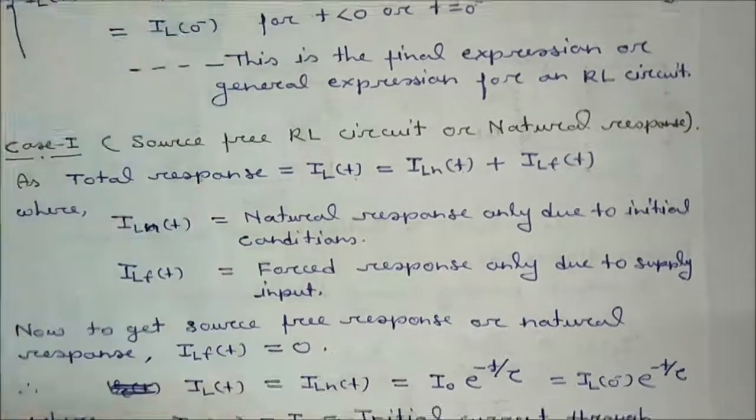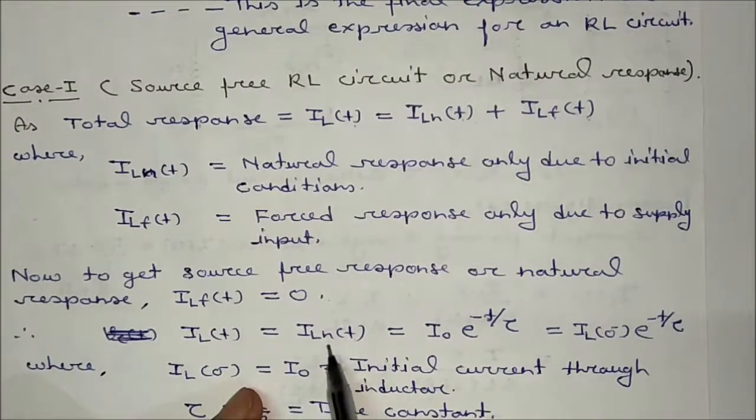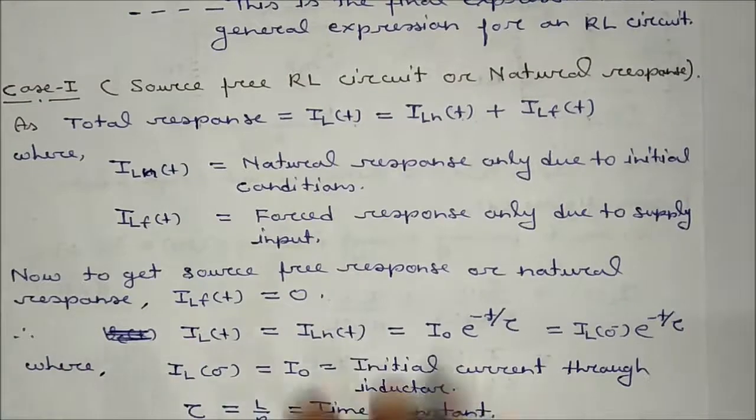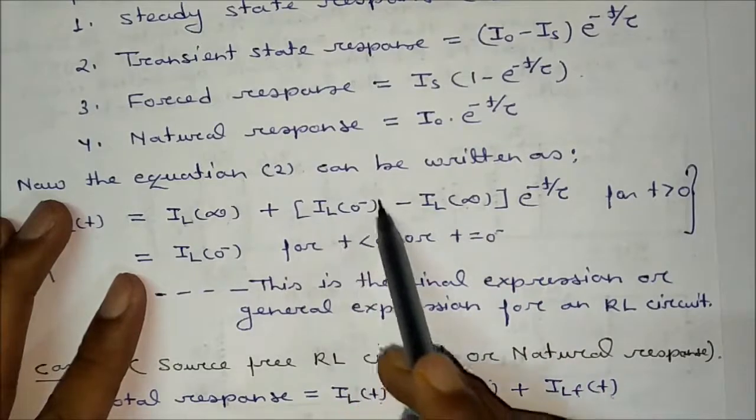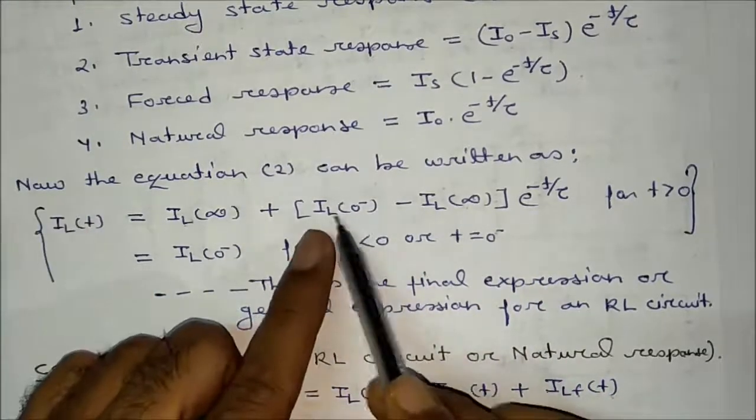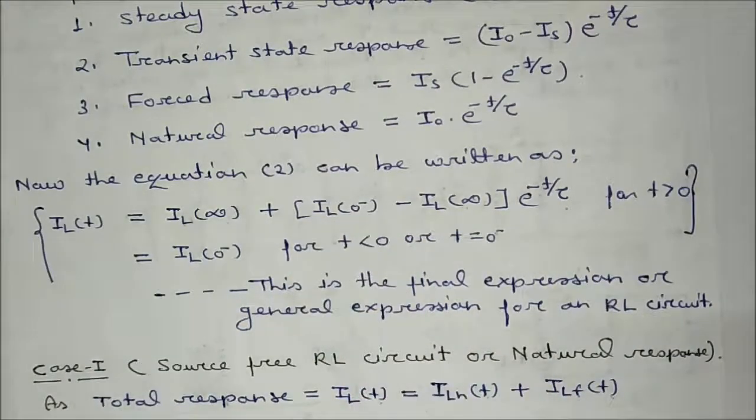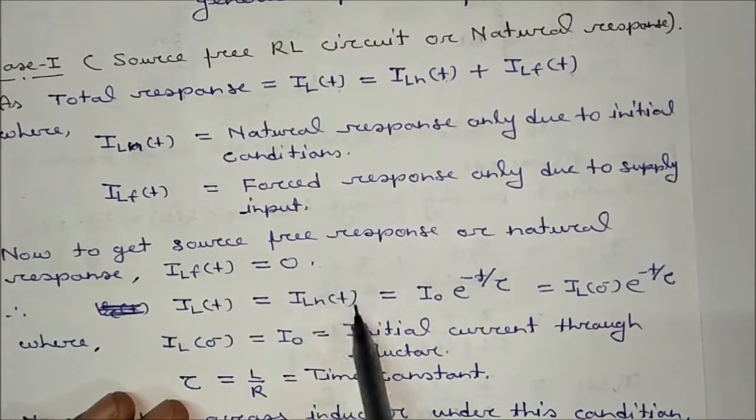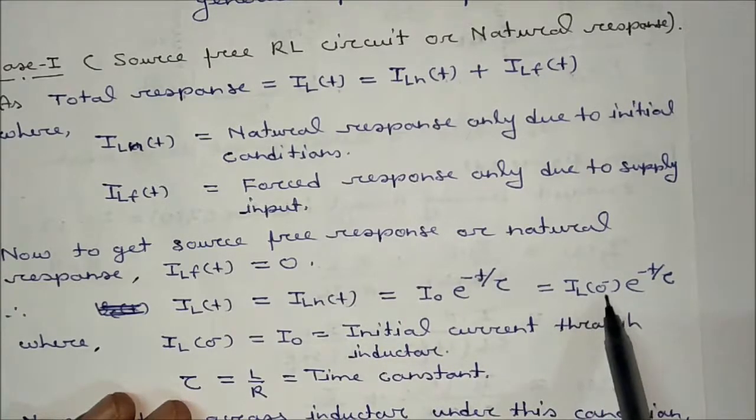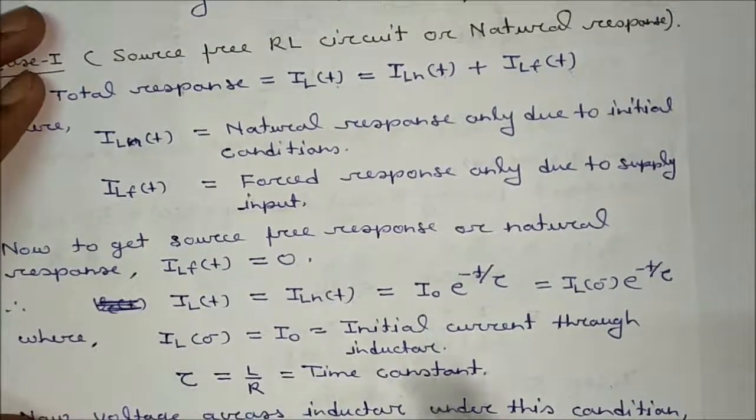If ILF(t) is equal to 0, whatever response you get is known as what? Natural response. And natural response is only due to the initial condition. So you can see here, put this value equal to 0, and this value equal to 0. This is only due to the initial condition. Whatever equation you get is IL 0 minus times e to the power minus t by tau only. And IL 0 minus is what I have taken there as I naught. So ILN(t) is equal to I naught e to the power minus t by tau, or can I write this like this? IL 0 minus e to the power minus t by tau. Now we have got the current.